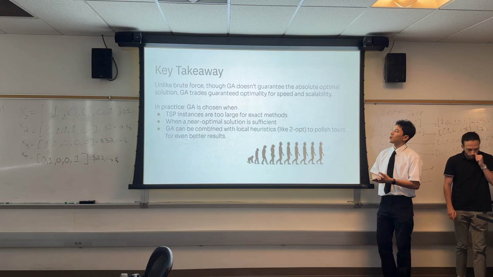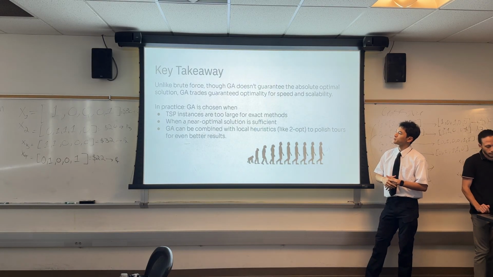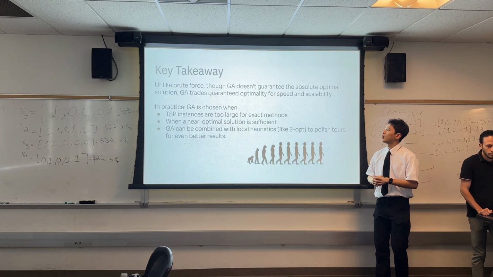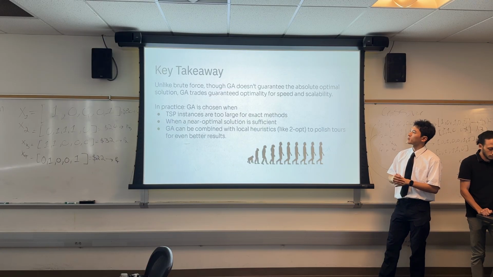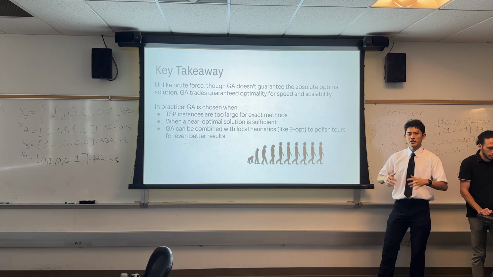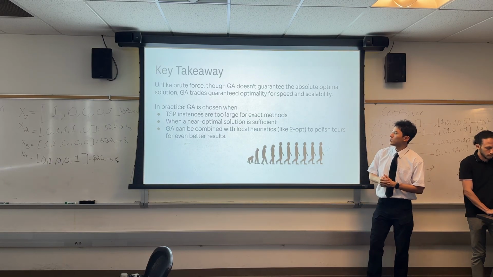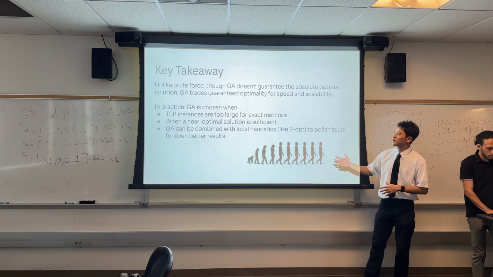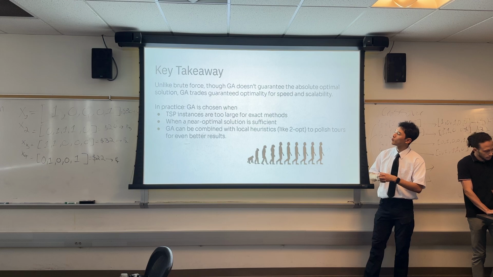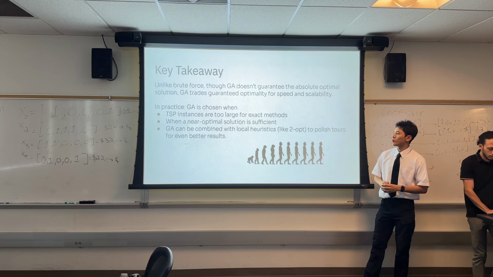And basically, unlike brute force, GA trades the guarantee for speed and scalability. As the numbers get super high, we can almost get a near optimal solution, whereas it would take a whole lot more to find the most absolute optimum. And if we combine it with other types of methods, we can even get better results.